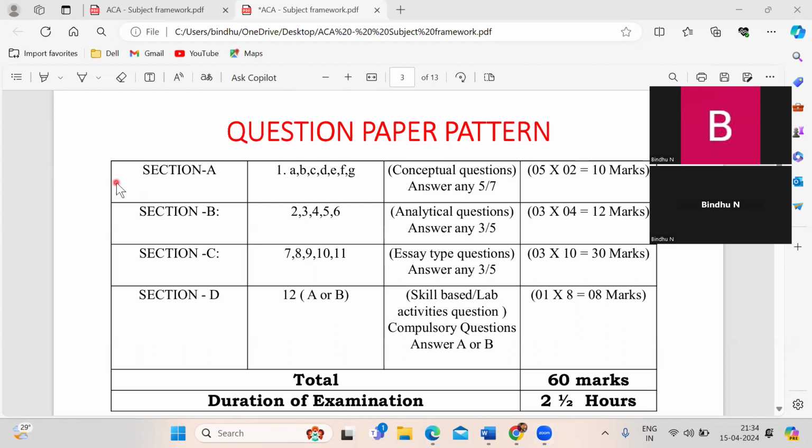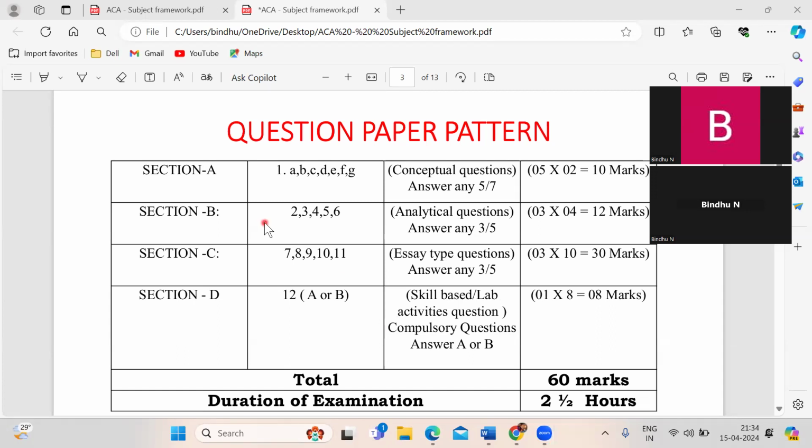Today we are going to discuss the subject Advanced Corporate Accounting. In this subject, obviously, it deals with a fully practical subject. If you look here, in each section there are going to be important questions for 4, 10 and 8 marks.